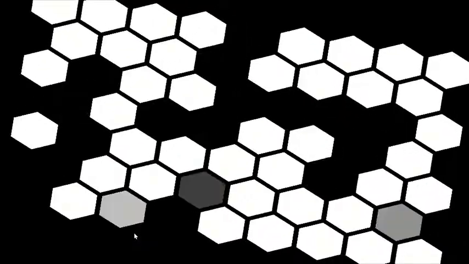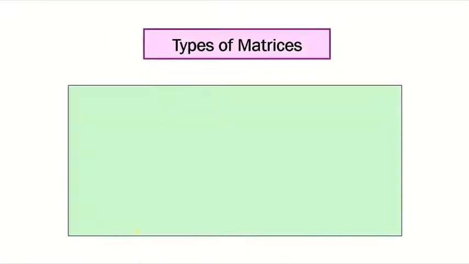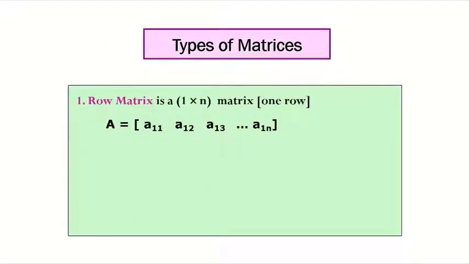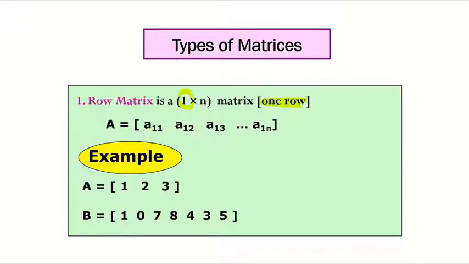Okay, let's see the types of matrices. First we have the row matrix, which consists of only one row. This is the general form, only one row and maybe many columns. Let's see an example for this kind of matrix. We have matrix A, one row, 1, 2, 3, and matrix B with only one row, 1, 2, 3, 4, 5, 6, 7, so 7 columns.